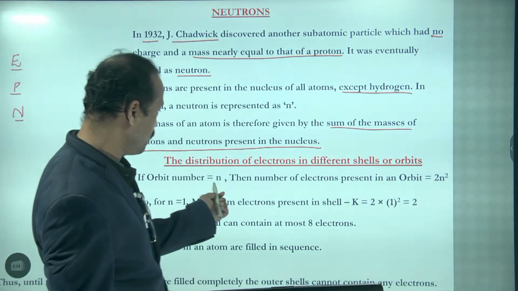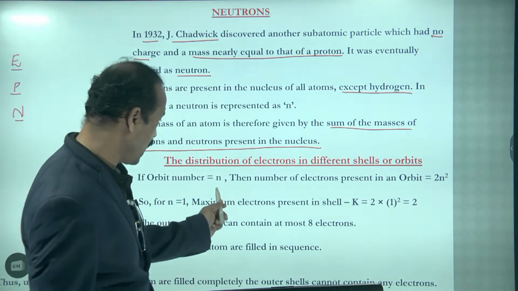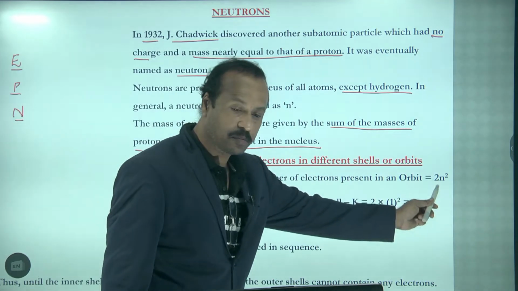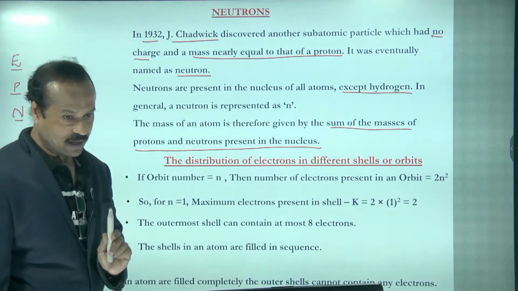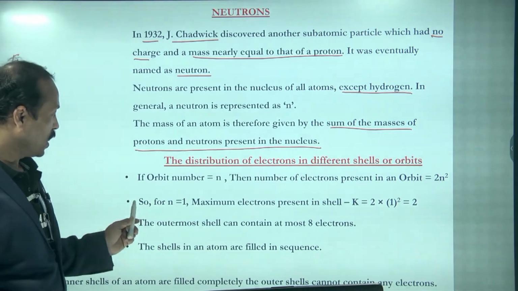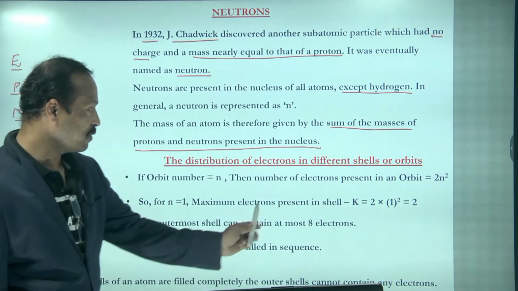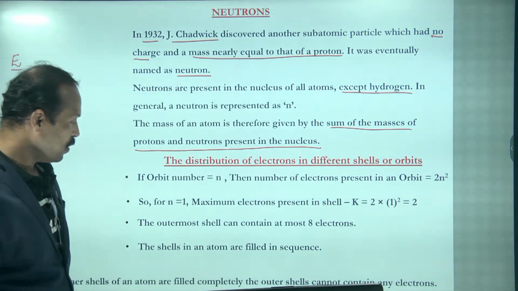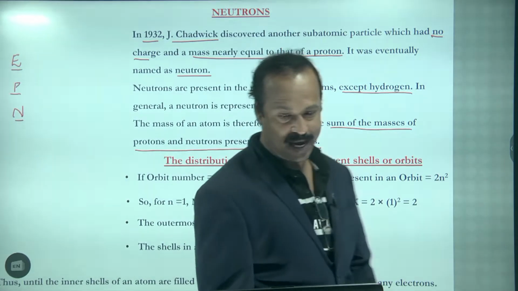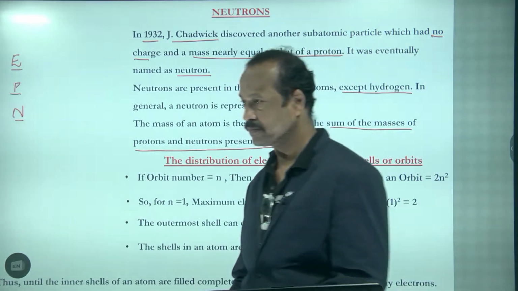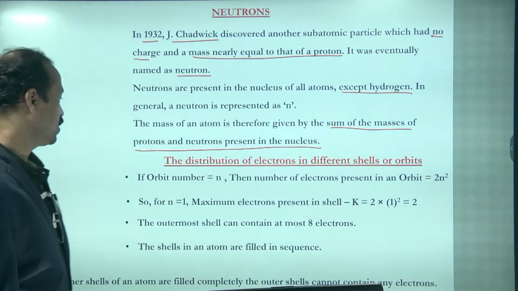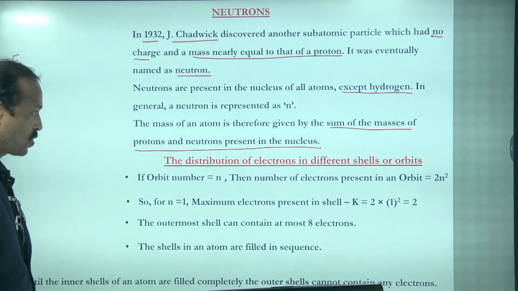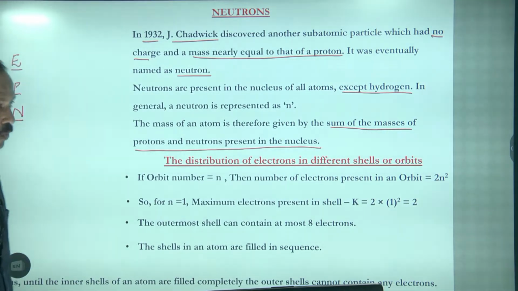So if the orbit number is n, then the number of electrons present in the orbit is given by 2n square. The formula is 2n square. Remember that. So for n equal to 1, the maximum number of electrons is 2 into 1 square, and so on. In this way we can fill the electrons. Is this clear to you? Yes, sir. You can take a screenshot of this. Taken? Right.